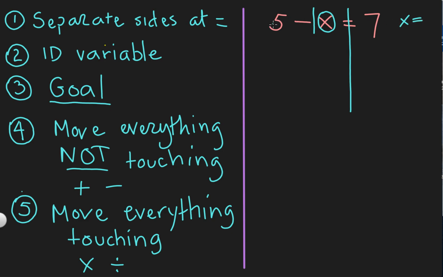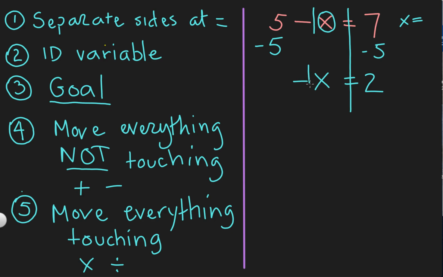So I'm going to move the 5 first because it's not touching. Now the sign goes in front of it. So if there's no sign, it means that it's not negative. This is a positive 5. So I apply the opposite of positive 5, which is negative 5. This leaves me with a negative x equals 7 minus 5 is 2.